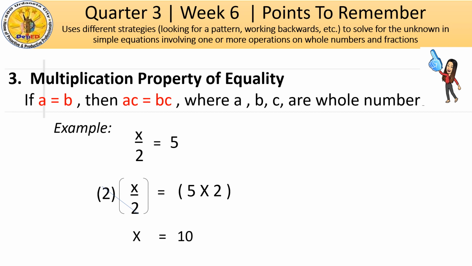The multiplication property of equality states that if a equals b, then a times c is equal to b times c, where a, b, c are whole numbers. In other words, we can always multiply both sides of the equation by the same quantity or number. For example, if we have the equation x over 2 is equal to 5, then the multiplication property of equality allows us to multiply both sides of the equation by 2 to get x equals 10.